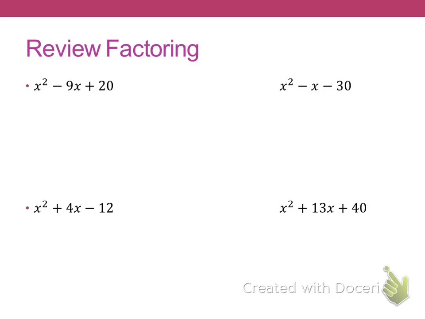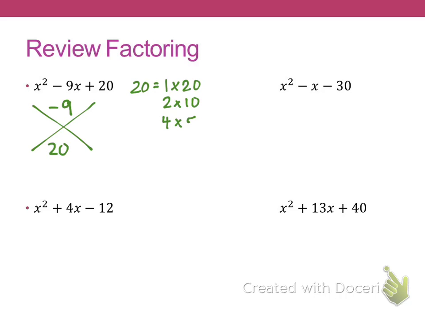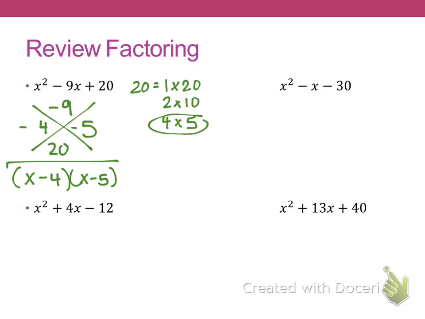So we're going to make our x, we're going to put -9 up top, 20 on the bottom, and we're going to list the factors of 20. 1 times 20, 2 times 10, and 4 times 5, okay? So I noticed and I asked myself, which ones add, because 20 is positive, to give me 9? So I noticed, okay, 4 and 5. And what do 4 and 5 have to be because 9 is negative? They both have to be negative. So I'm going to have x minus 4 times x minus 5.